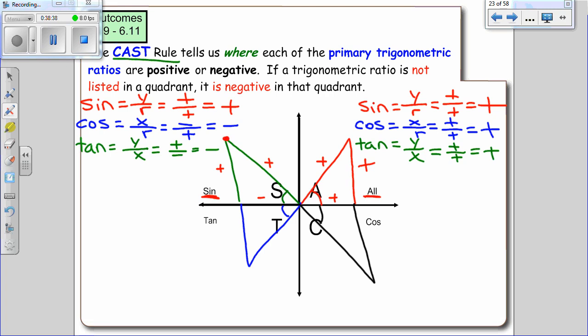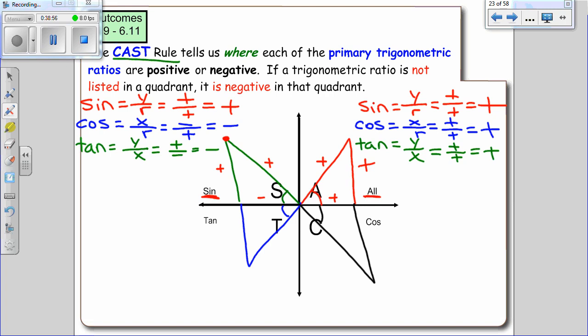Those ones are going to be going down, so they'd be negative and negative. R is always positive. R will always be positive no matter where you put it. Always.